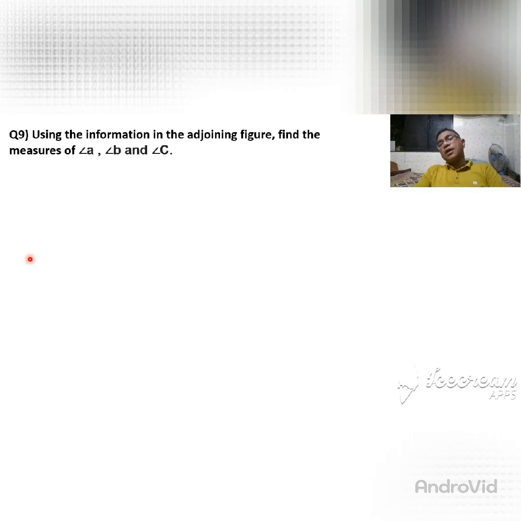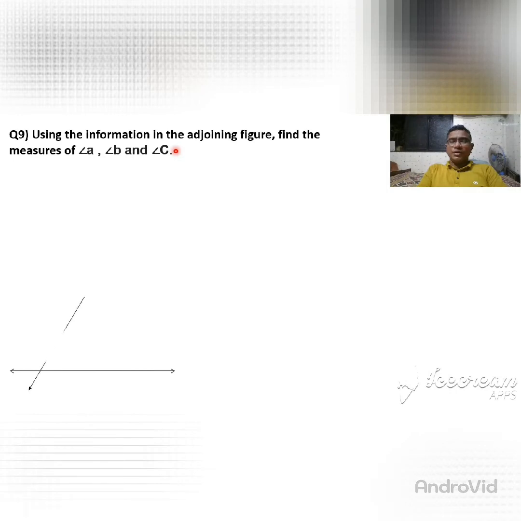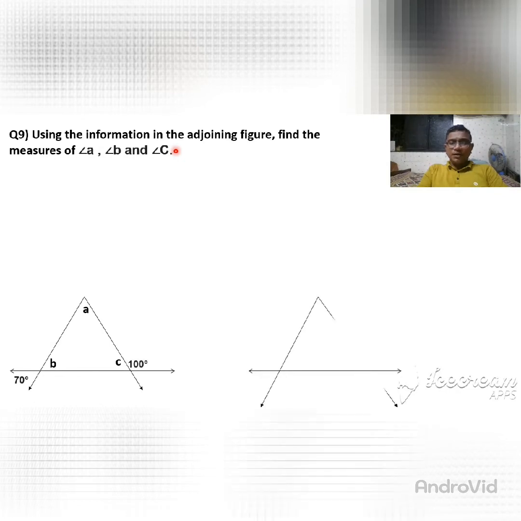Then we are going to start problem number 9. Using the information in the adjoining figure, find the measure of A, B and C. So what is our first thing? What do we do? We must draw the diagram. Let me start to draw the diagram here. In such a way we draw the diagram, because it is necessary for us.